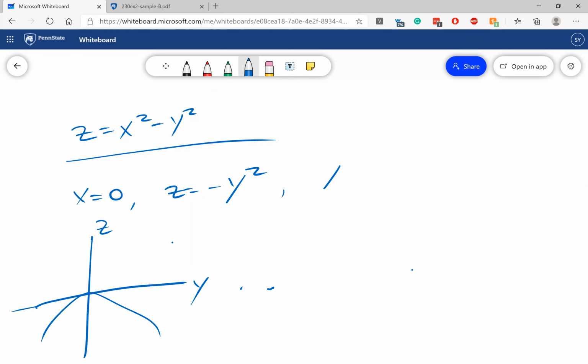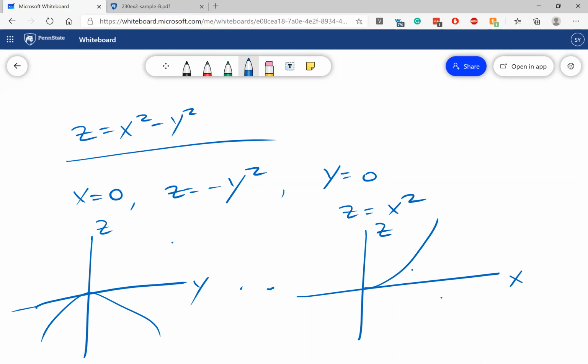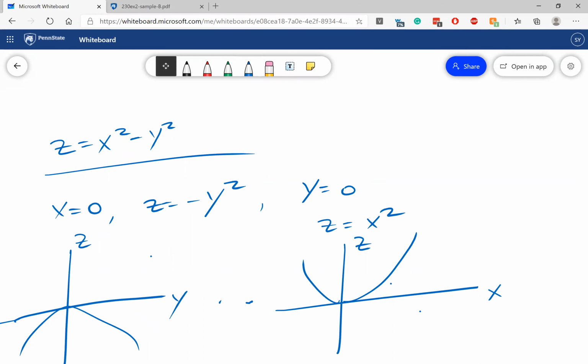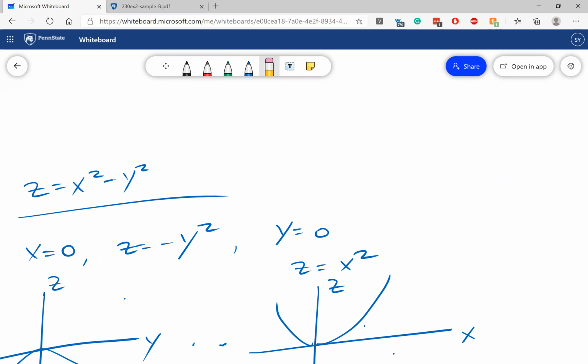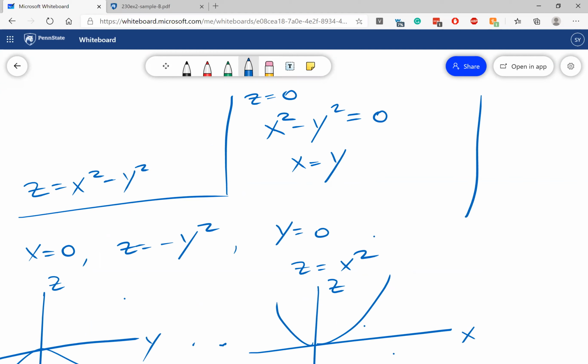Now let's try y is equal to 0. Then we have z is equal to x squared, so we would have x and z, and something that looks like that. And for z is equal to 0, we would have x squared minus y squared is equal to 0. So x is equal to y, but plus or minus, and we would have two lines, sorry, like that.